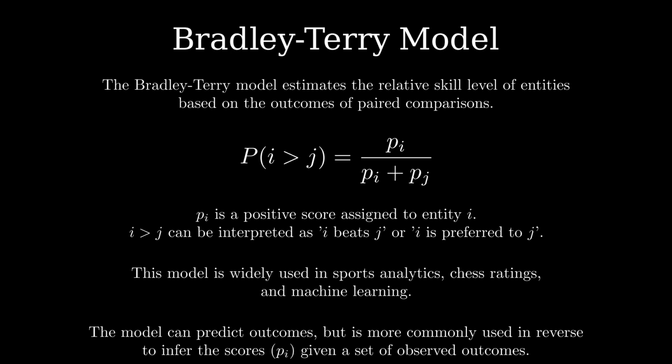This model is widely used in sports analytics, chess ratings, and machine learning. The model can predict outcomes, but it is more commonly used in reverse to infer scores, p_i, given a set of observed outcomes.